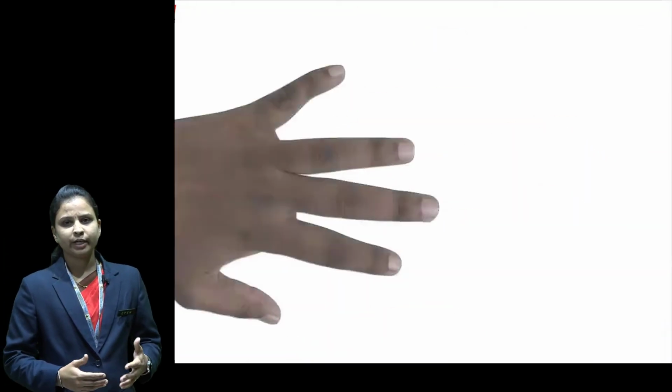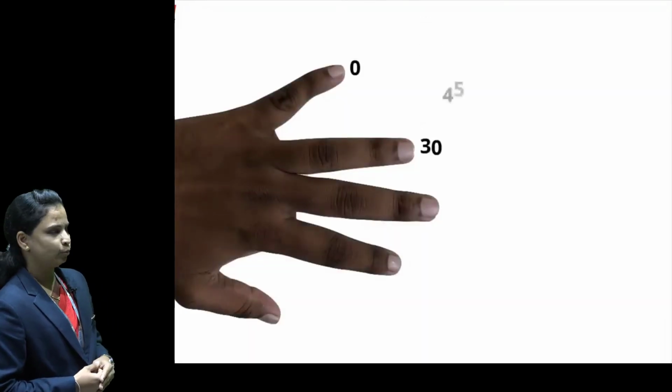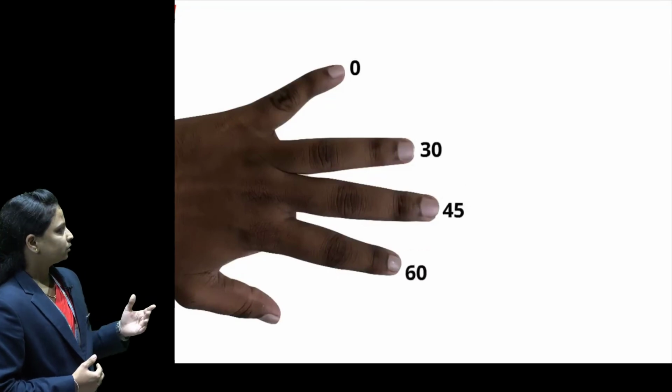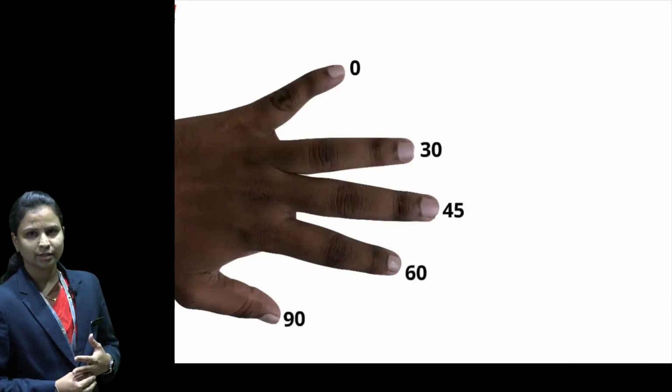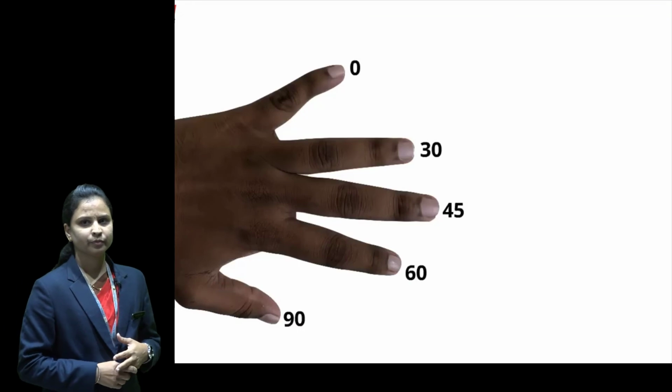Now for tan, we just flip our hand. Here the little finger is 0, the ring finger is 30 degree, the middle finger is 45 degree, the index finger is 60 degree and the thumb is 90 degree. This is similar to the previous one, we just flipped our hand.